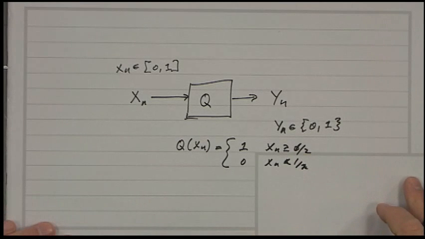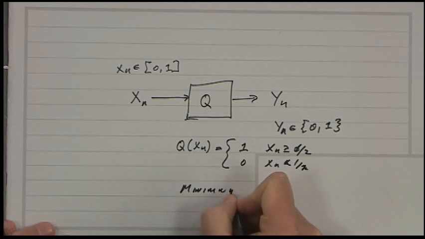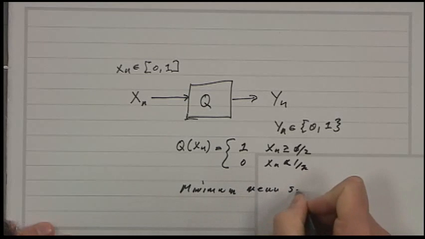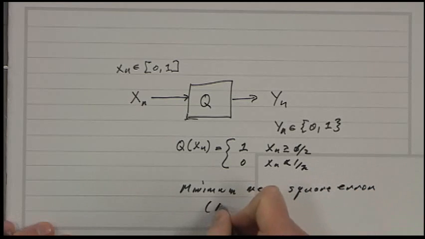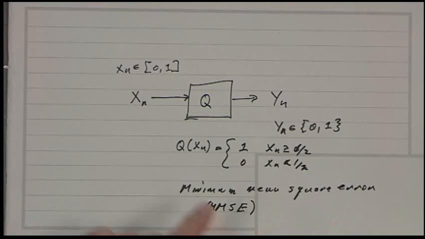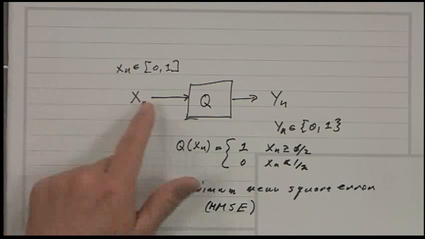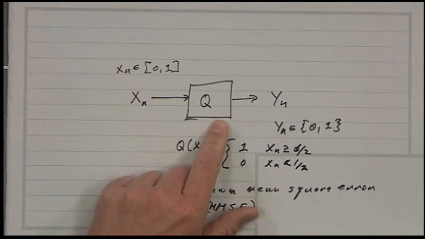So this would be minimum mean square error, or MSE, or least square. So you minimize the squared error, or any other absolute error. You're mapping each value to its closest possible output, right? Seems pretty logical to do, okay?